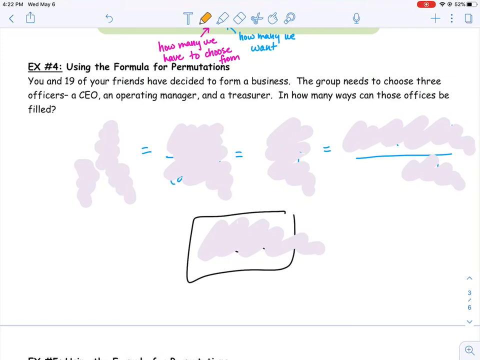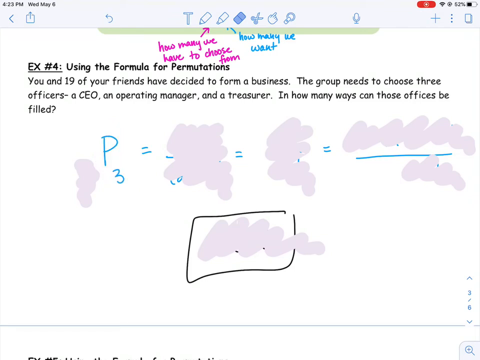It says here you and 19 of your friends have decided to form a business. The group needs to choose 3 officers, a CEO, an operating manager, and a treasurer. And how many different ways can these offices be filled? Well, order matters in this case, because somebody could be the CEO or they could have a different job requirement. Maybe they're the treasurer. And because I can rearrange those different jobs, order matters. It makes a difference. So we know that this is a permutation.